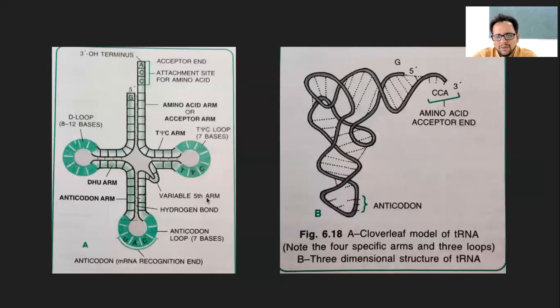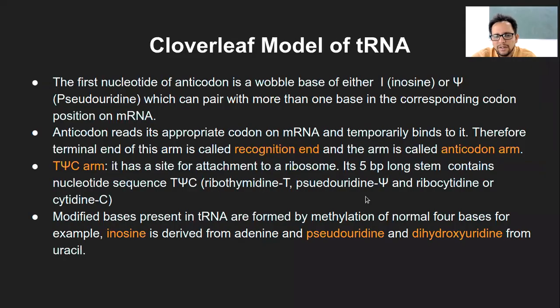So that is the fifth arm within the tRNA, but we will only restrict ourselves to the four arms: the acceptor arm or amino acid arm, then the DHU arm or DHU loop, then the anticodon arm or the recognition end, and finally the ribosomal attachment site, which is also called the T-psi-C loop. So these are the four main parts of the tRNA structure.